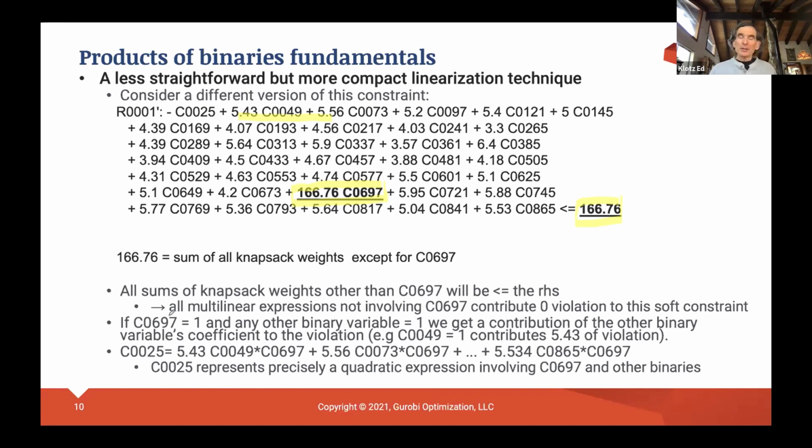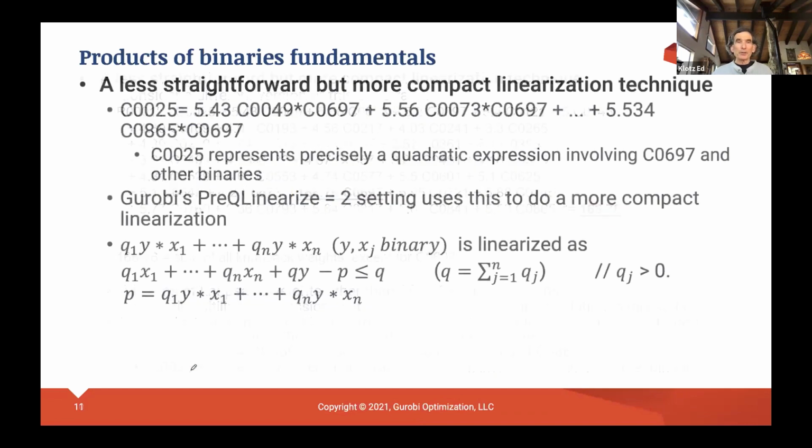And then on the other hand, if you do set this one special item to 1 and put it in the knapsack, then any other item you put in the knapsack contributes precisely its knapsack weight to the violation on the knapsack constraint. So what that says is our penalty variable is precisely this bilinear expression down at the bottom here. So in other words, the penalty variable represents precisely a quadratic expression involving C697 and the other binaries.